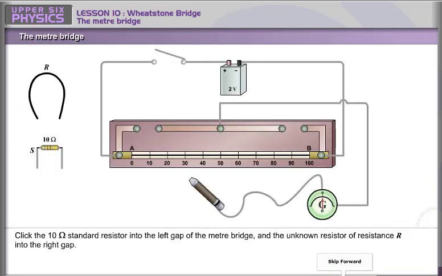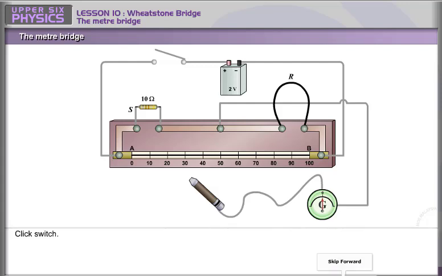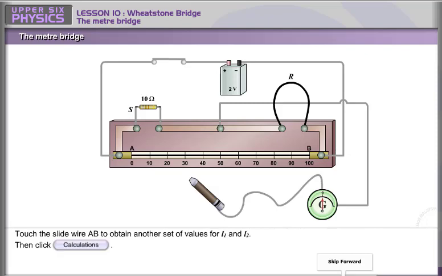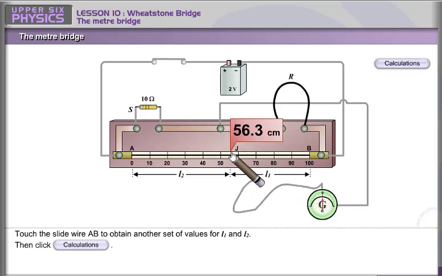Click the 10 ohm standard resistor into the left gap of the meter bridge and the unknown resistor of resistance R into the right gap. Click Switch. Touch the slide wire AB to obtain another set of values for L1 and L2. Then click the Calculations button.